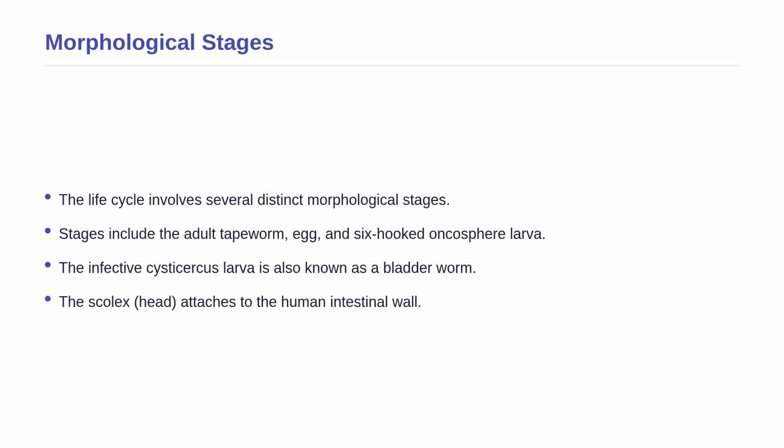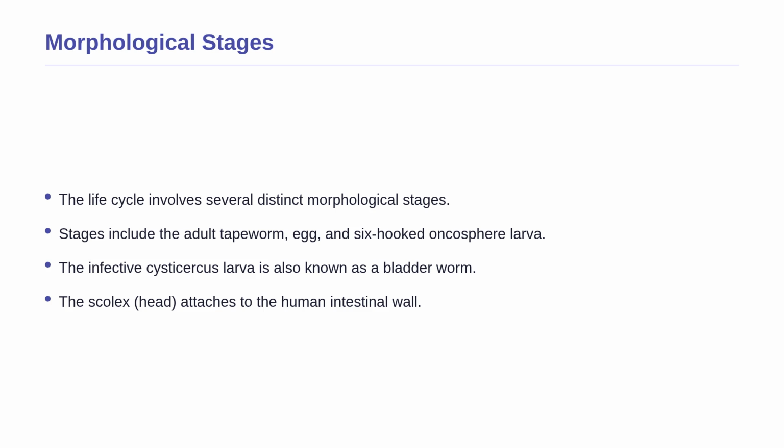Building on this two-host system, let us examine the physical forms the parasite takes. The life cycle involves several distinct morphological stages. We have the adult tapeworm, the egg, the six-hooked oncosphere larva, and the infective Cysticercus larva, which is also known as a bladder worm.